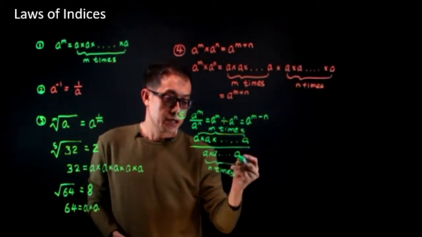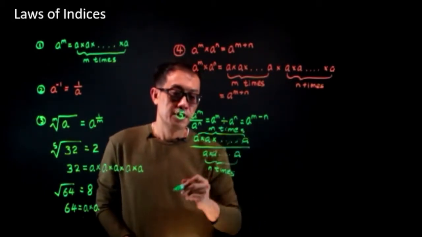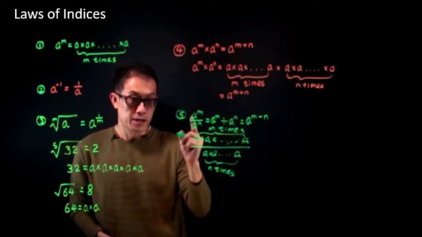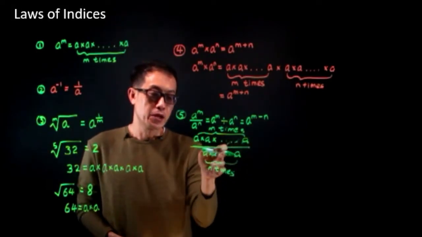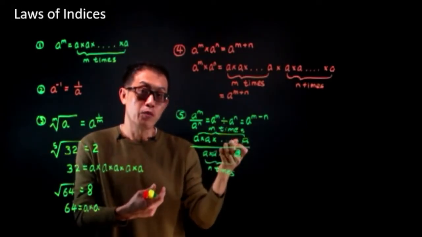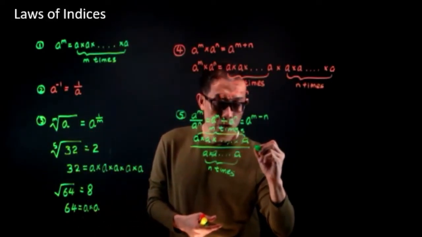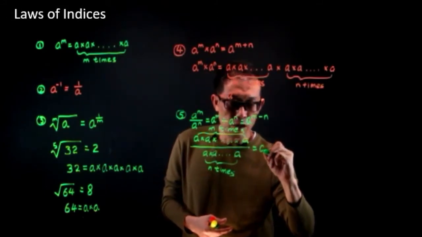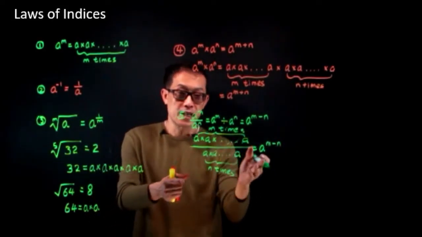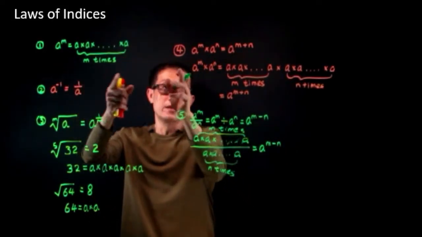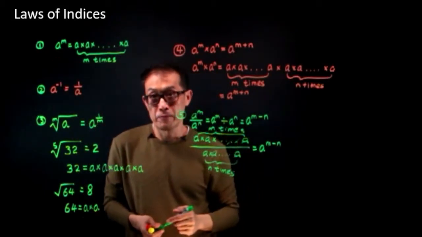You learned in Secondary 1, you can cancel if they are the same. You can cancel. So how many remaining? There will be m minus n remaining, because here got m, here got n, then you cancel. Below, you're left with 1. So the top will still be left with m minus n of A. So your final answer will be A to the power of m minus n. This actually comes from rule number 1. Rule number 4 also is derived from rule number 1.